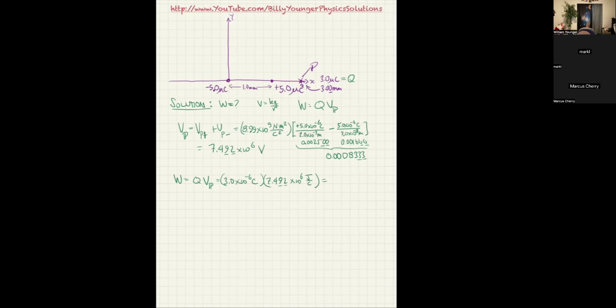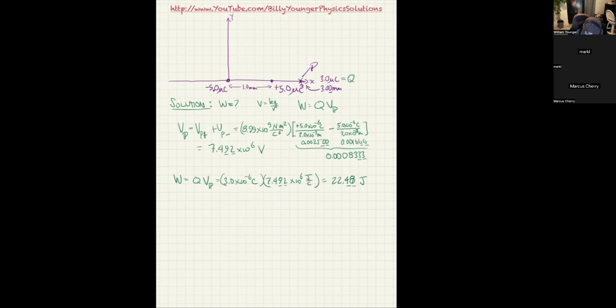So 7.492 times 10 to the 6 times 3 times 10 to the negative 6. That's going to give me 22.47. Actually, that's times 0.48. I can make that an 8. Joules. So I'm thinking the answer should be about 24 joules or 22 joules, and 22.4. That's probably because I carried extra digits. They're calling that 23. So that's probably the right answer.